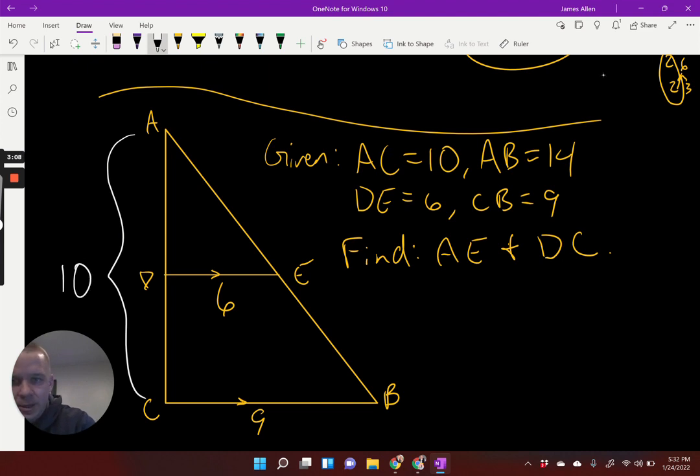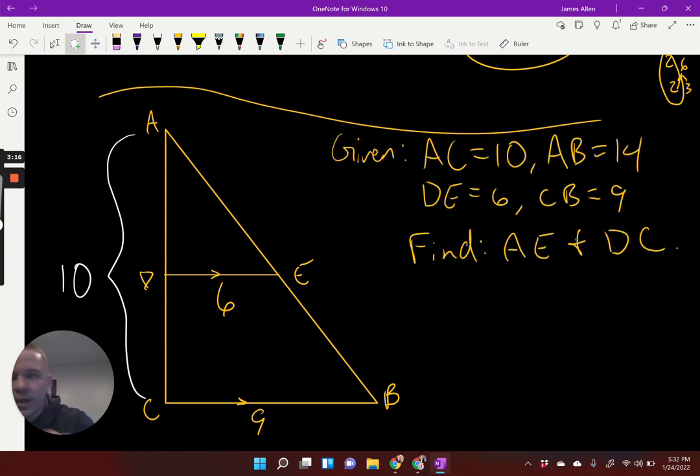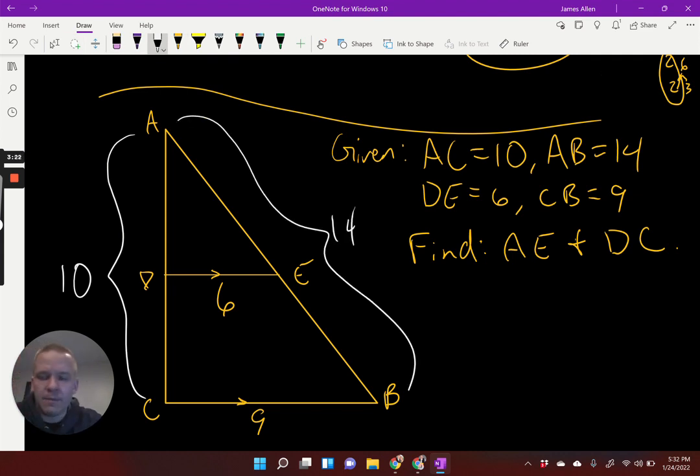I'm going to move this out of the way a little bit. Technology. Okay. Then I've got AB, that equals 14. All right. And now I want to find AE and DC. How about let's start with AE. I'm going to call AE X. Okay. So if AE is X, how can I set this up here?